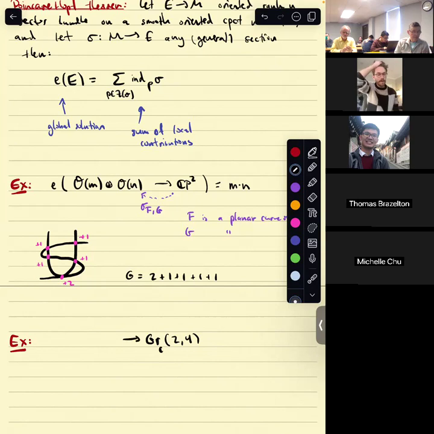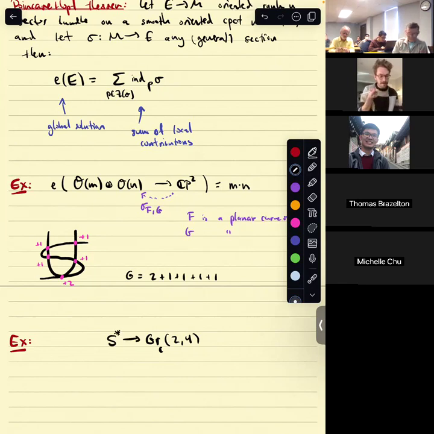I want to encode the condition of a line lying on a cubic surface as something lying in the zero locus of a section of a particular bundle. We should be a little bit careful about this, but I've got a tautological bundle, and I can dualize this.